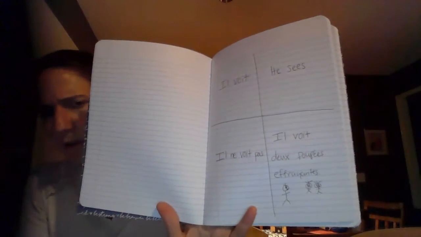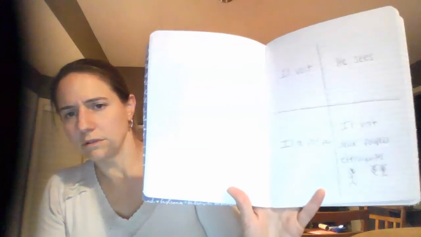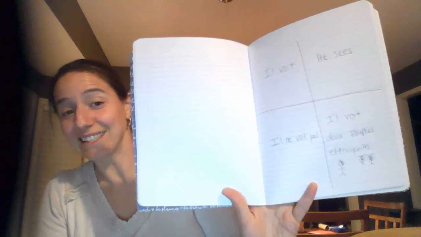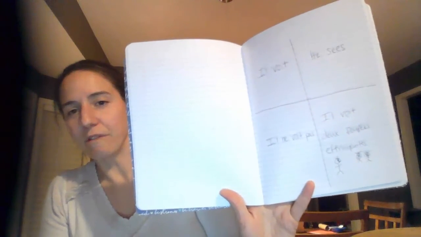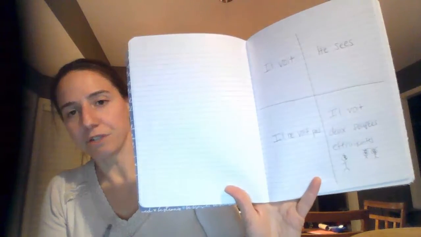Okay, so first quadrant, the structure itself, il voit in this case. Second quadrant, in English, he sees. Next quadrant, we negate it, il ne voit pas, he doesn't see. And then the last one, we find a sentence from the story that includes the structure. So, il voit deux poupées effrayantes is one example of that, and then we draw it. Okay, so this is what I mean by structure notes.